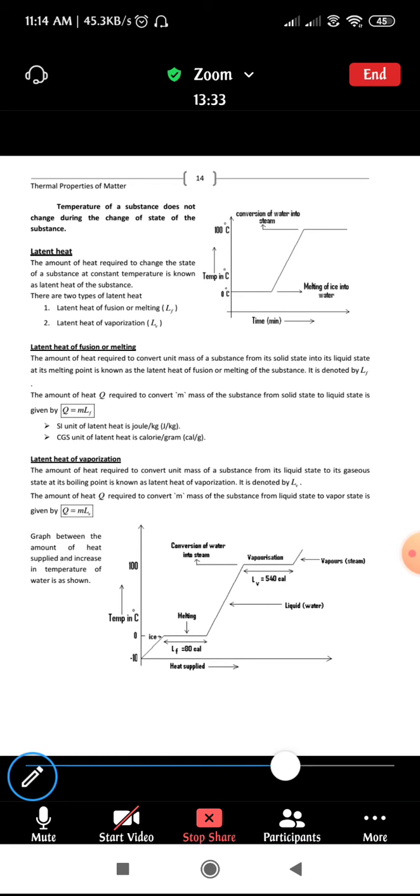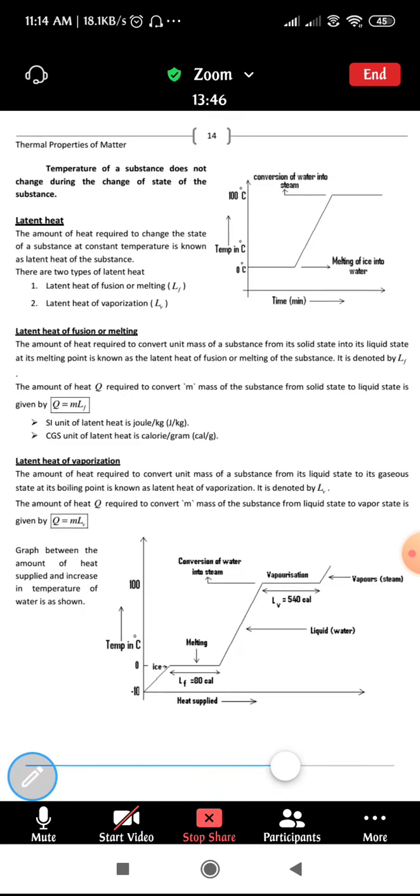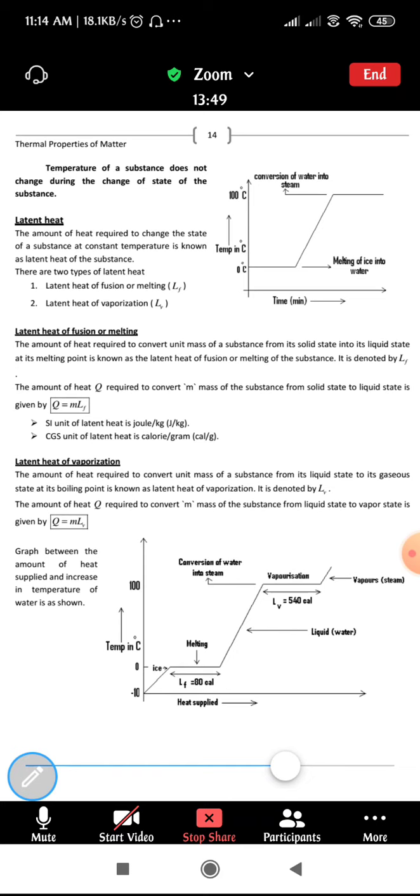So next, coming to the next important topic, that is latent heat. You have gone through this latent heat in your lower classes, I think. Okay, so see here, I'll read that out. Latent heat: the amount of heat required to change the state of a substance at constant temperature is known as latent heat of the substance. So that itself is called the latent heat of a substance.